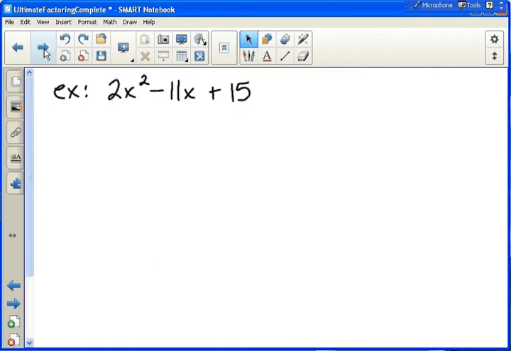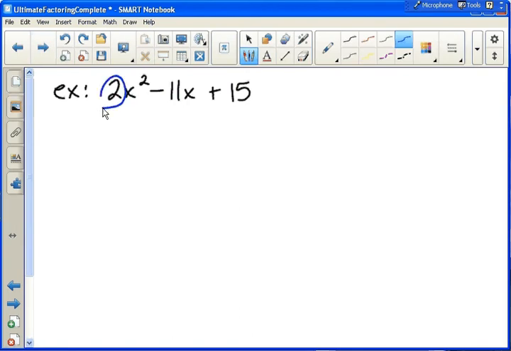What's different about these problems from Lesson 5 when we first introduced trinomials, that's things with three terms, is this right here. In Lesson 5, we only had 1 in front of x squared. It was always just x squared out front. The coefficient was just 1. For these problems, we're going to have coefficients other than 1.